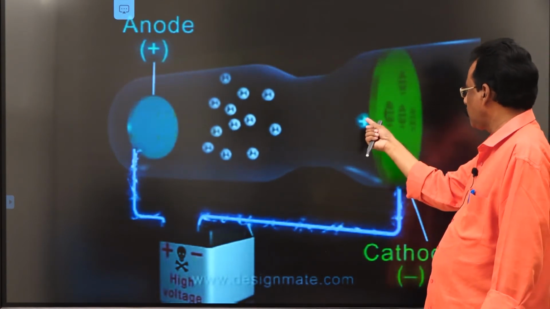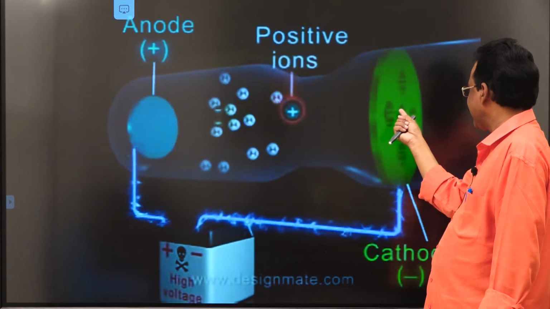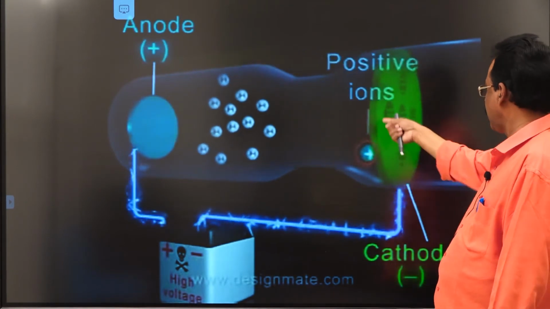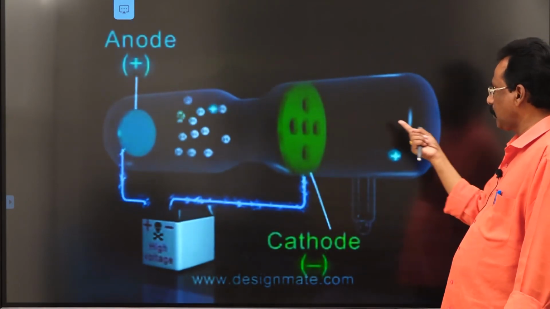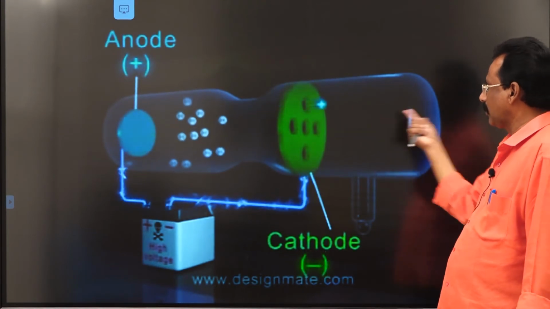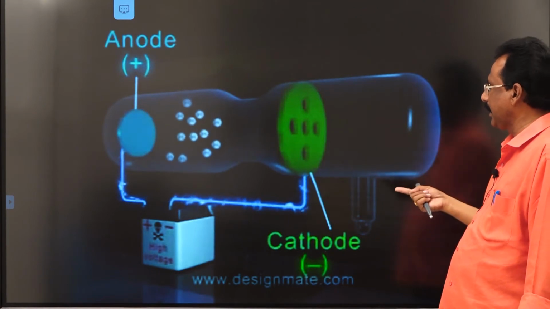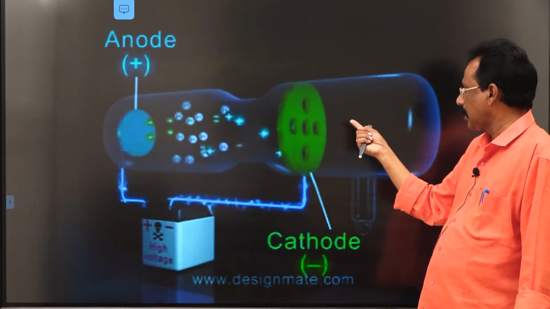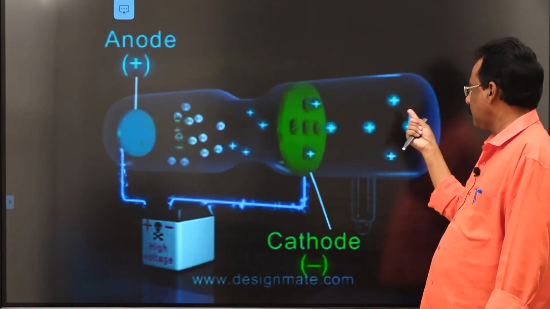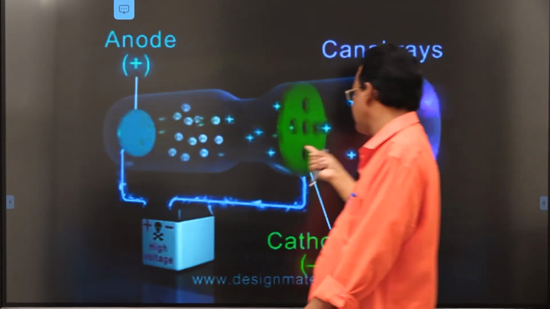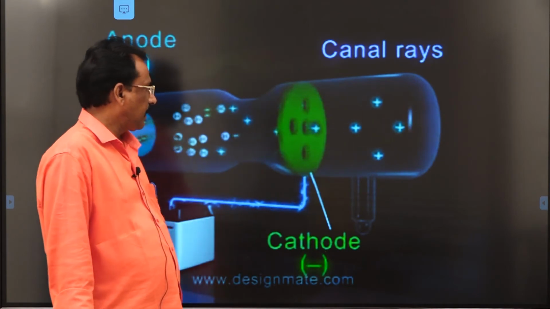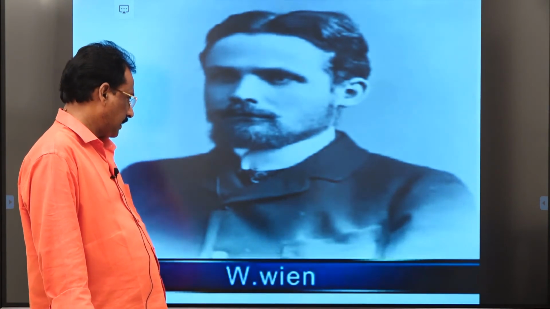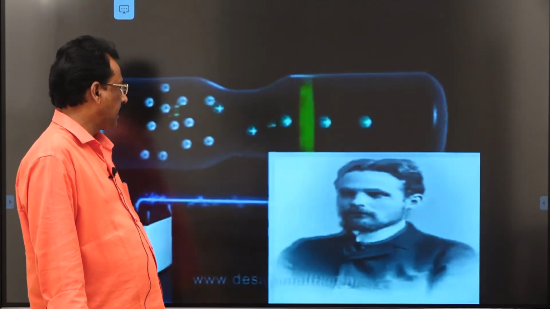Now these positive ions pass through the canal, holes, pores. That's why these rays are known as canal rays. See here, positive ions are passed through this perforated cathode. This video clearly indicates the cathode is having pores and positively charged particles travel through these pores. If they strike the zinc sulfide screen, they show some rate of deflection, and this apparatus was designed by Wien.